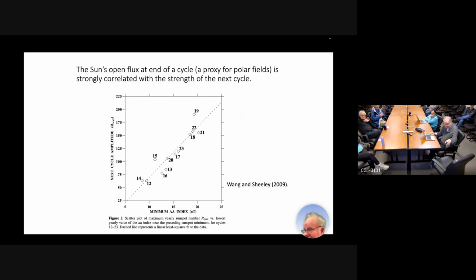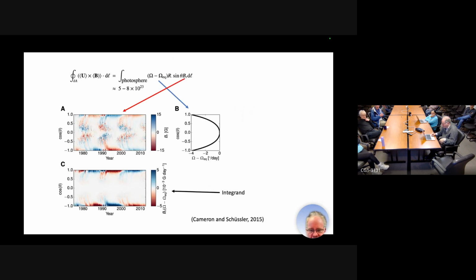The explanation for this figure, which also relates to Wang and Sheeley, comes from this. The polar fields are the integrand for the amount of toroidal field we produce. So if the polar fields are stronger, then we produce more toroidal field, and therefore the next cycle will be stronger.